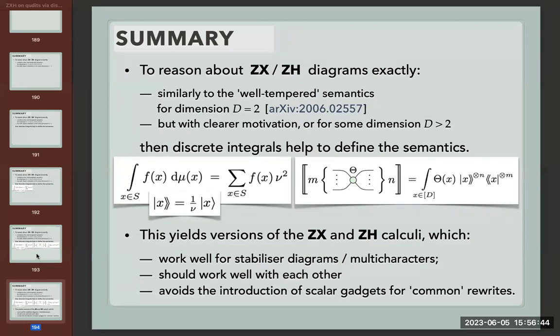Okay, I'm going to take that silence as, oh, we have a question from Robert who says, do you expect this to interface well with scalable ZX when considering the case where D is a power of 2, sorry, D equals 2 to the n?